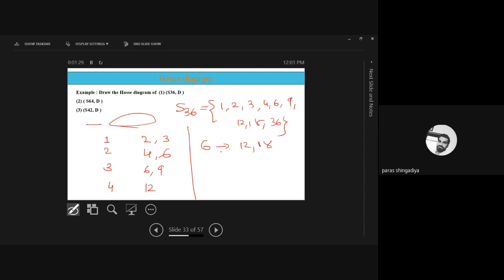And then for 9, it is only 18. Then for 12, it will be 36. 18 will be 36. And for 36, there is no cover element. Okay. So these are the cover elements of S36, D. Clear? So try to draw the S diagram of this one. Clear? It's very easy now. We check the cover entry of each data. Clear?